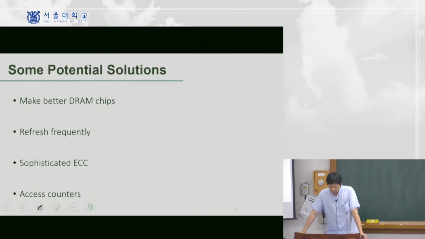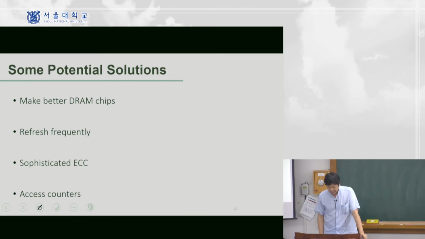So how can we solve the problem? How can we solve this row hammer problem? Of course, you can make better DRAM chips or refresh more frequently. If you refresh more frequently, you reduce the window of vulnerability, right? Because now you refresh a lot faster. I mean, a lot more frequently. Then it's much harder to flip the bits.